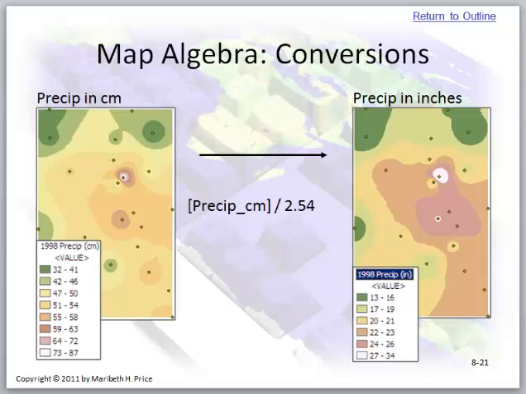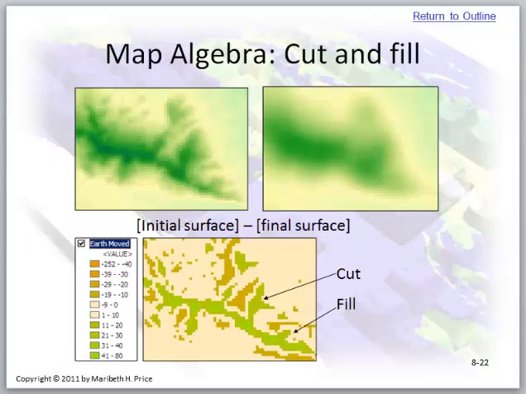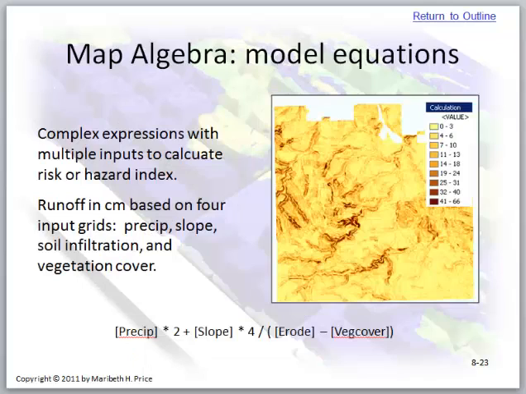Here's a conversion. We take our raster of precipitation in centimeters and convert it to a raster of precipitation in inches. We divide by 2.54 and we get a new raster. Here's a cut and fill where we have initial surface minus the final surface. This is a model equation of map algebra.